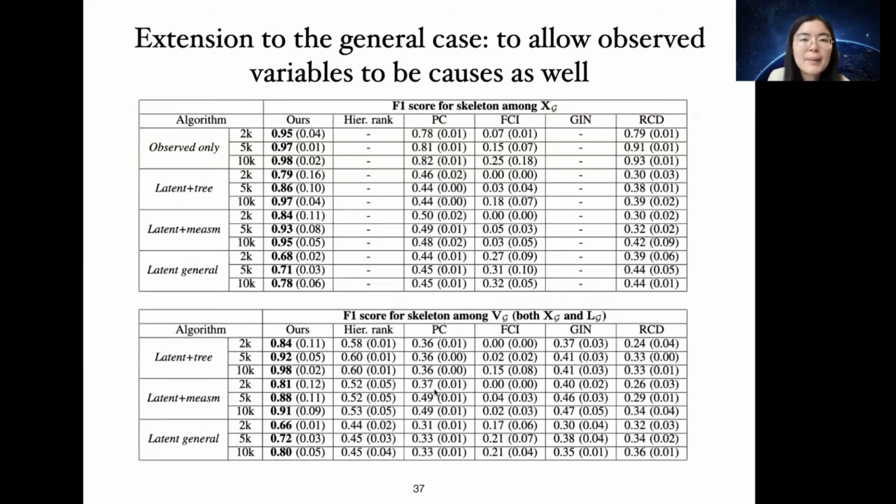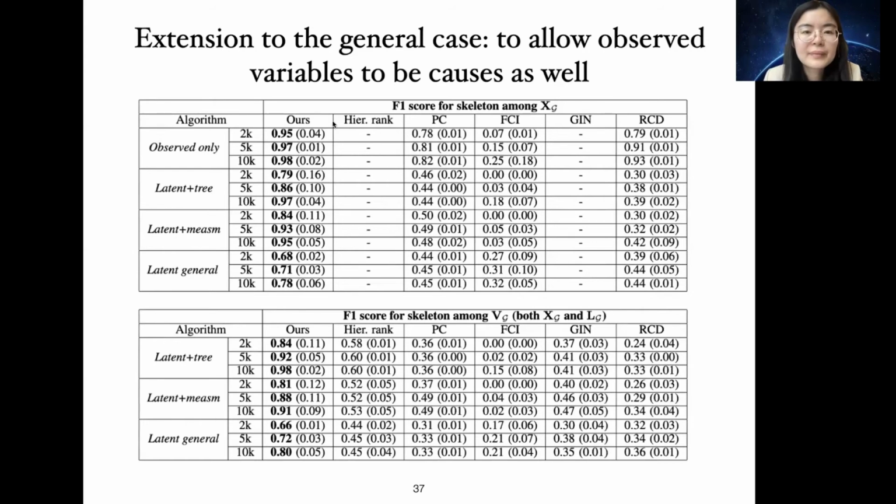Here are some experimental results. We compare the F1 score. We consider several different cases: if there are only observed variables, if the latent graph satisfies a tree structure, if the latent variables satisfy a measurement model, and for latent general structures. For example, in case 1, with observed variables only, we compare with the PC algorithm. And interestingly, we find our method is much more robust than the PC algorithm.